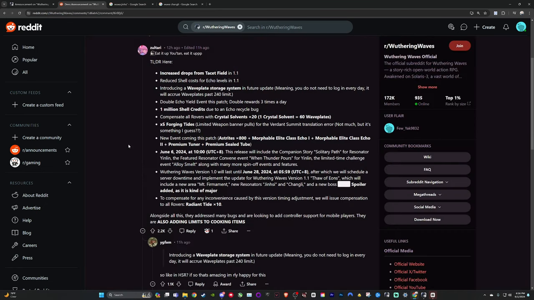That's perfect. All right, they're introducing a Waveplay storage system in the future, meaning you do not need to log in every day. It will acquire Waveplays past the 240 limit. Goated. This is pretty much the same thing Genshin had with the resin. You don't need to log in to waste your Waveplays. They're going to have a way for you to store them and use them whenever you want.